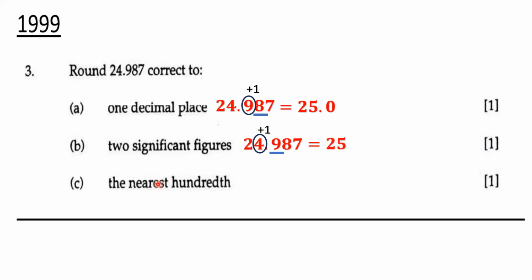Now we want to round to the nearest hundredths. And so this right here is ones, this is tens, this is tenths, this is hundredths, and this is thousandths. And so we want to round to the nearest hundredths. The number that is in the hundredths place is 8. So we circle 8, we underline 7. And so what we're going to do is definitely add 1 to 8. So it's going to be 8 plus 1. And so we are left with 24.99.